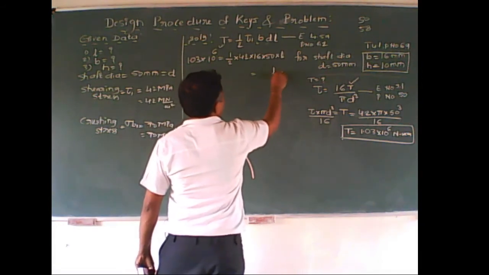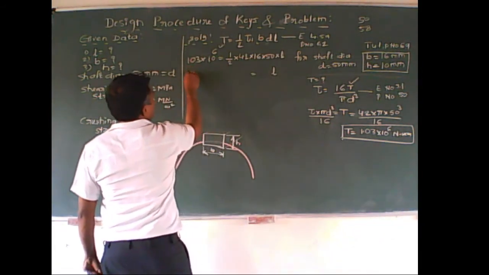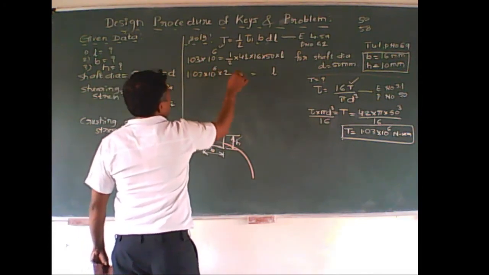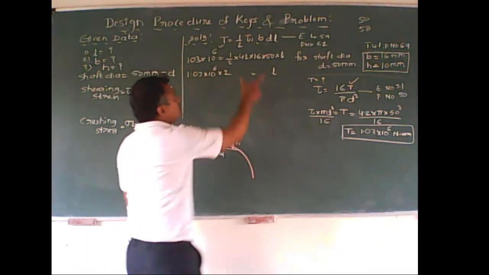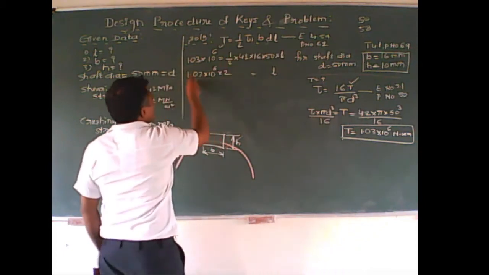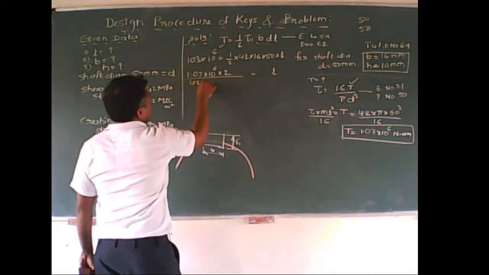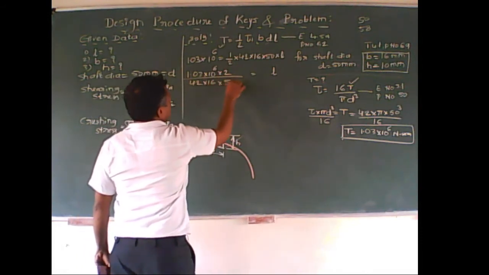L is here on the right hand side. This should go to the numerator: 1.03 into 10 raised to 6 multiplied by 2. Correct? And what about this part? It should go to the denominator side: 42 multiplied by 16 into 50.